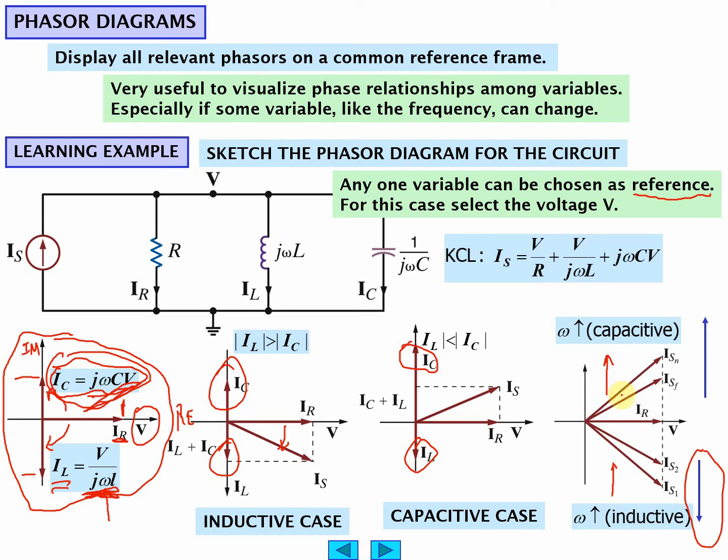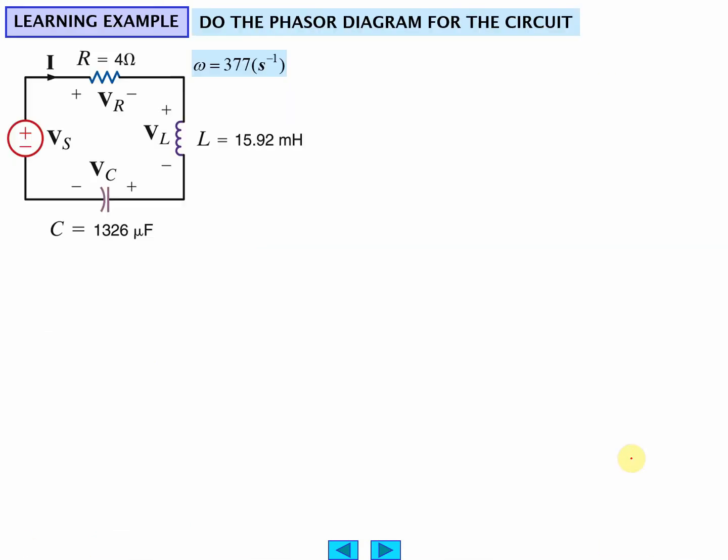And this arrow here for capacitance goes up. The length from left to right is always going to be the I times R. Okay. So we can do a phasor diagram for this circuit. Let's go ahead and do that.